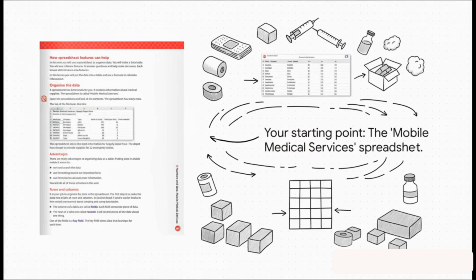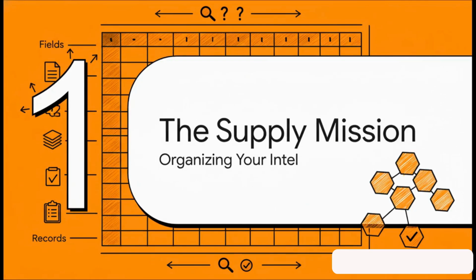And this is your command center, the Mobile Medical Services spreadsheet. It's got our whole inventory, bandages, cotton wool, all of it. But let's be honest, right now, it's just a wall of data. To make any sense of it and get the director an answer, we have to get organized first. So our first job is to understand how all of our intel, all this data, is actually put together. In the world of spreadsheets, this all comes down to two key ideas: fields and records. Getting this right is the foundation for everything we're about to do.